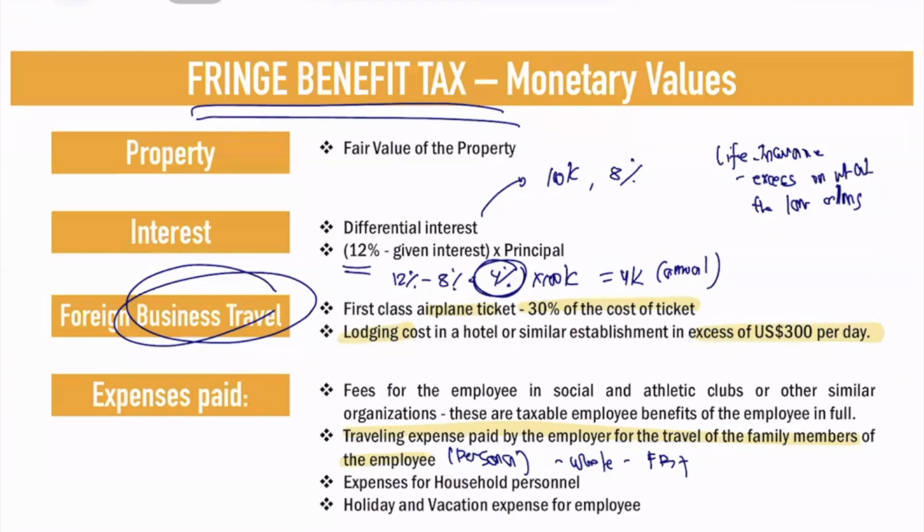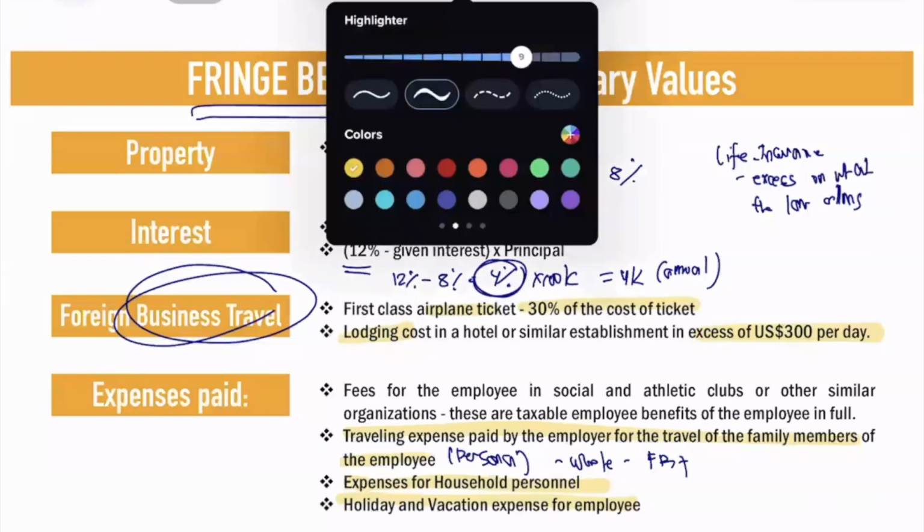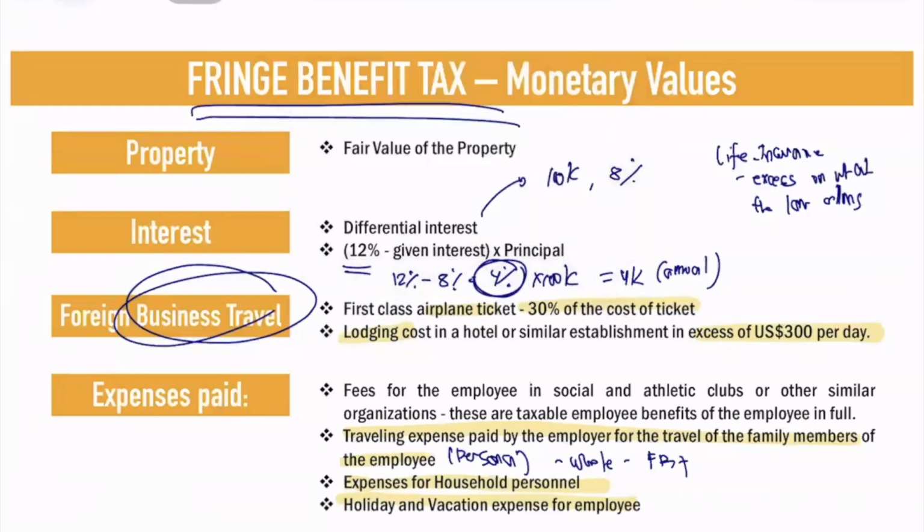Also, if ever the employer pays the expenses for the household personnel, let's say the employer gave the employee a driver, a household helper, the expenses for those, including their salaries, will be subject to fringe benefit tax. Holiday and vacation expense given to employee is also considered fringe benefit subject to fringe benefit tax. Just get the total expenses paid.